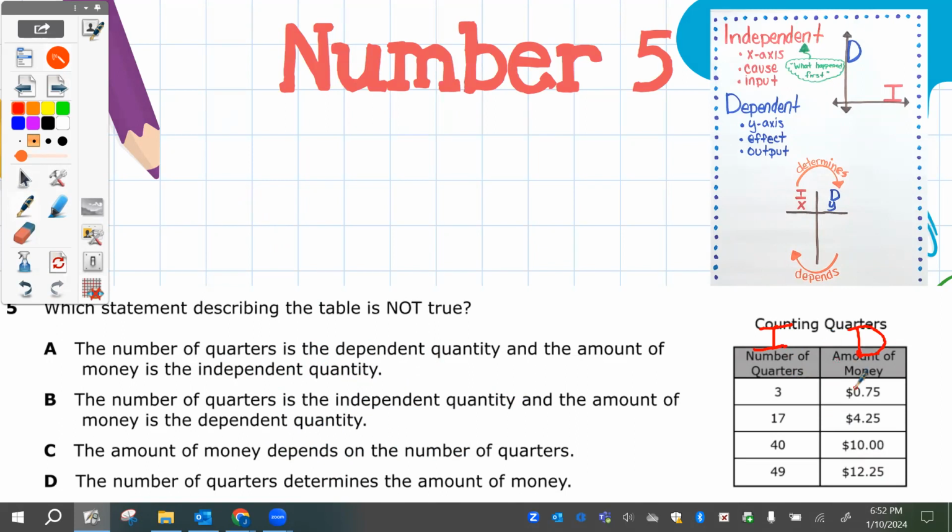All right, A says the number of quarters is dependent. Well, if I come over here, number of quarters is independent, not dependent. So I'm going to say that one is not true. B, the number of quarters is independent. Number of quarters, independent. I believe we're good to go right there.